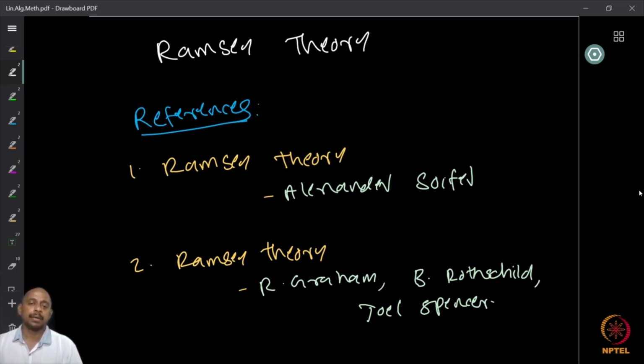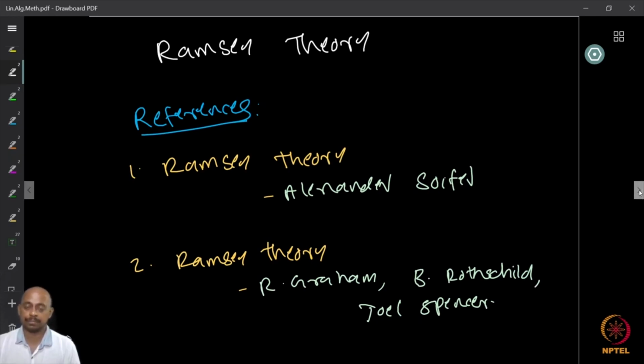But a better read for the subject as it is, if you want to study from a book and then look at references, is another book, again titled Ramsey Theory, by Ronald Graham, Rothschild, and Joel Spencer. I forgot the first name of Rothschild. Sorry about that.